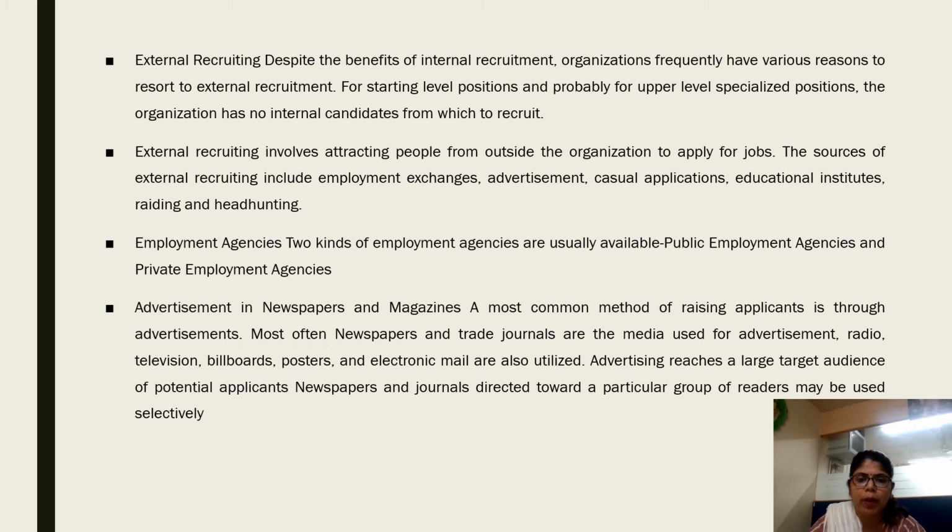External recruitment. Despite the benefits of internal recruitment, people still want to find a better or bigger pool of talent. That is why they go for external recruitment. In this, employment agencies are quite common, you have heard about them. Public, you have the government ones, and the private ones, there are Monster, Naukri, to name a few.